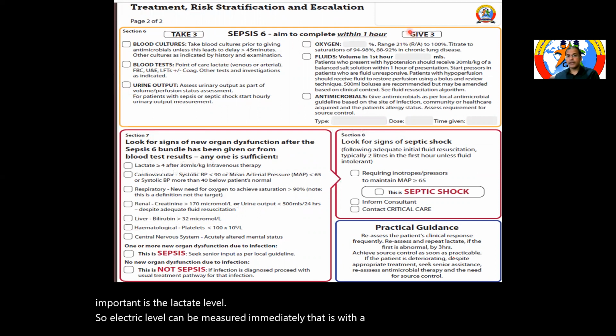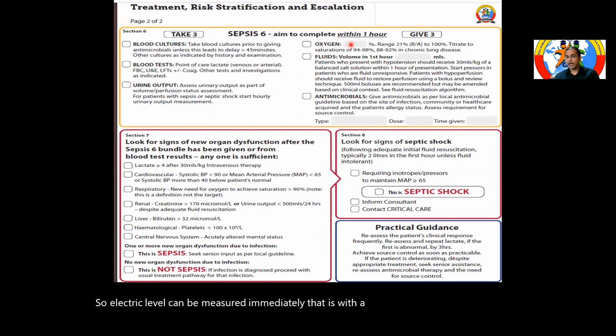Next is the give 3. What are we going to give? First is oxygen. You have to give oxygen and titrate it to maintain a saturation of 94 to 98%. And in case of a COPD patient, maintain a saturation of 88 to 92%. And the next one is to administer the fluids.